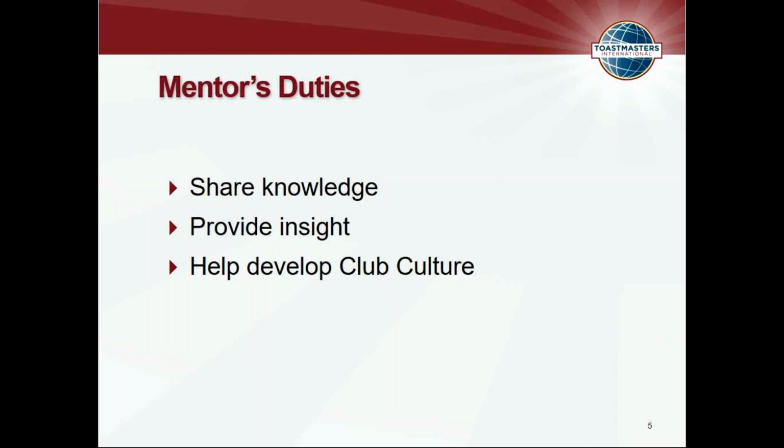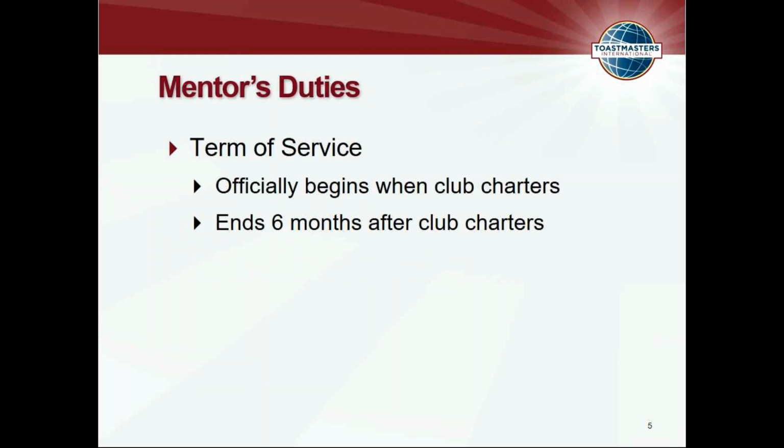For the mentors, their terms of service starts officially when the club charters, and it ends 6 months after the club charters. So they are to mentor. With 2 mentors, it's not like every mentor has to be at every club meeting for those 6 months. But I would say that it's advisable for each mentor to be at least 1 club meeting a month, and at least one of the mentors to be attending the club officer meetings during that 6-month period.